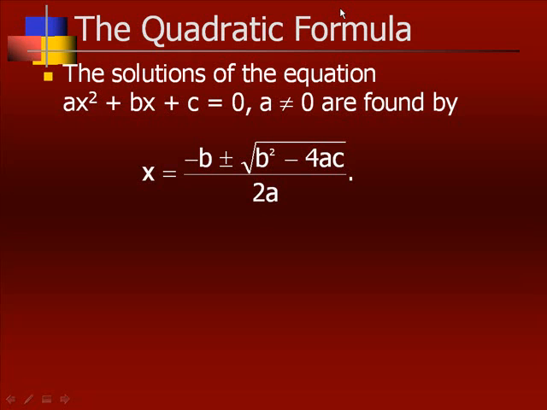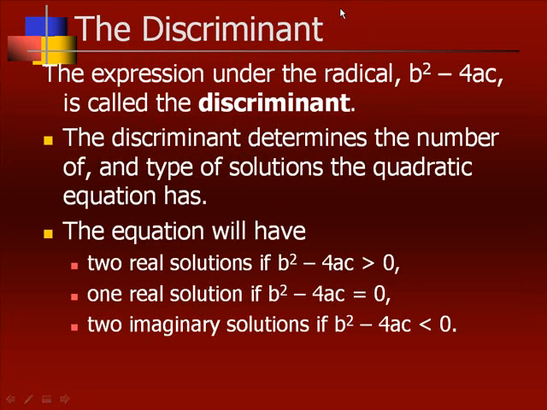Okay, what it says is the solutions of the equation ax squared plus bx plus c equals 0 are found by the formula x equals negative b plus or minus the square root of b squared minus 4ac, all over 2a. Now, before we start these, let's go back and talk about a part of this quadratic formula. The expression that was under the radical sign, the b squared minus 4ac, that is what we call the discriminant. And the discriminant determines the number and type of solutions that the quadratic equation will have.